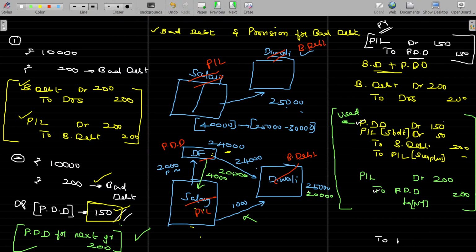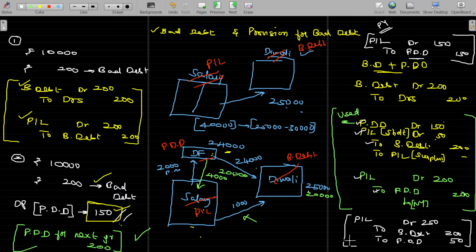Now it is only the credit side of PDD at rupees 50. We are clubbing these two entries. Profit and loss shortage 50, and here also profit and loss for the next year's creation 200. So the overall value is 250. So profit and loss account is debited with 250. Is that okay? 250. And the credit side goes to bad debt, this value being 200. This is the combined entry.